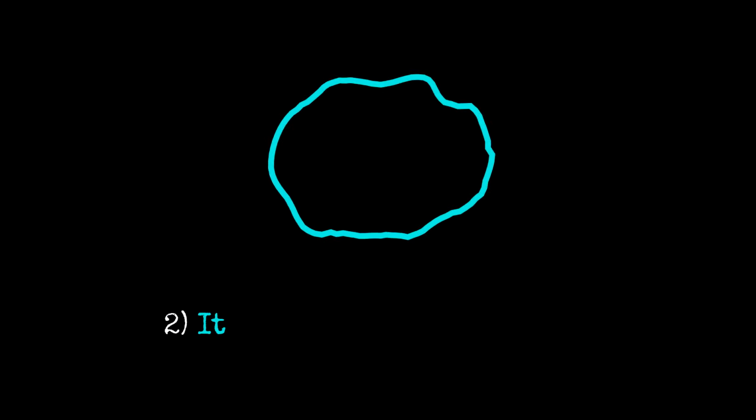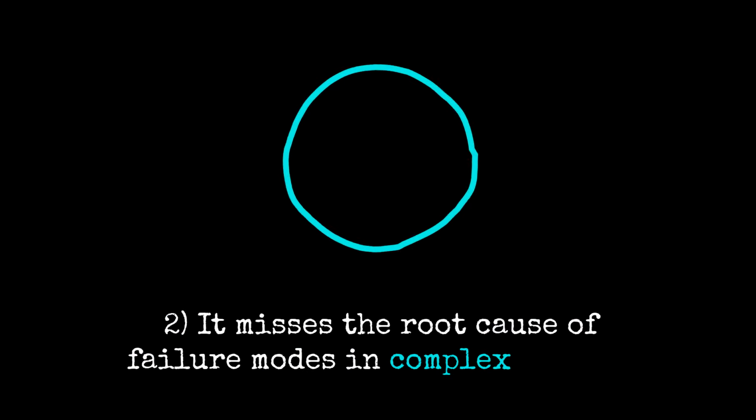Regardless of the reasons behind hyperspecialization and its focus on each part, it can become a problem for 2 reasons. 1. It misses emergent properties. 2. It misses the root cause of failure modes in complex systems.